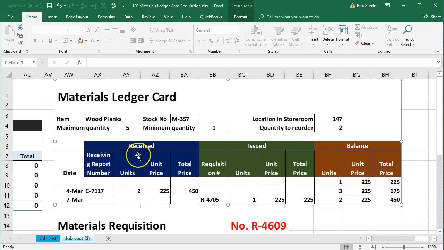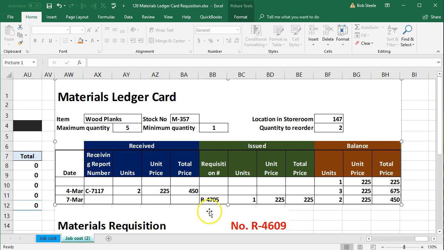So for example, anything that's going to be received here would have a receiving report, number of units received, units, total price, and then we're going to add that to the total here so that this is what's on our balance sheet at any given time, at any given date. So on the balance, we started with 1 unit at 225, then we got 3 more units. We got 2 more units to add up to that 3 at 225 or $675 worth of inventory.